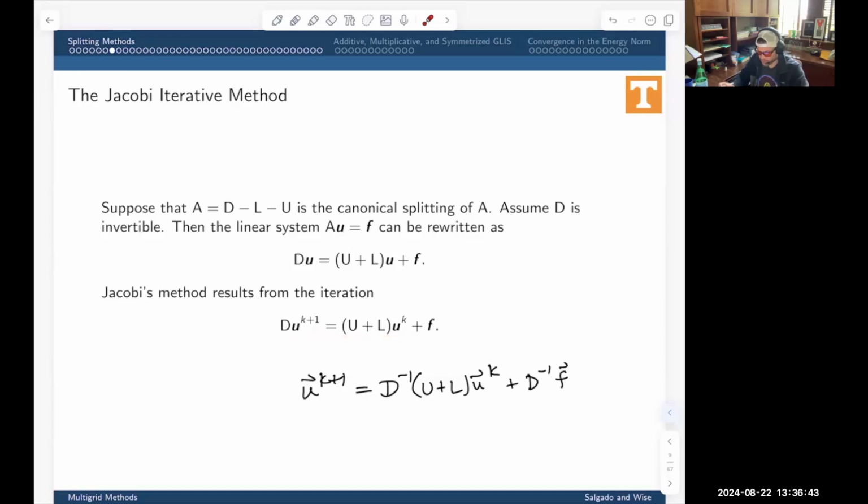So the question is, can this be written as a general linear iterative scheme? Well, the answer is yes. It is a general linear iterative scheme. What do we need to identify in order to make it so, or to deem it so?